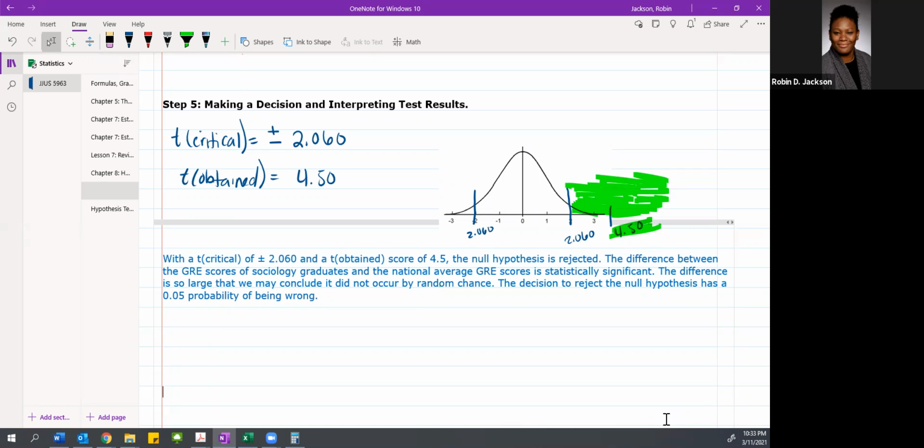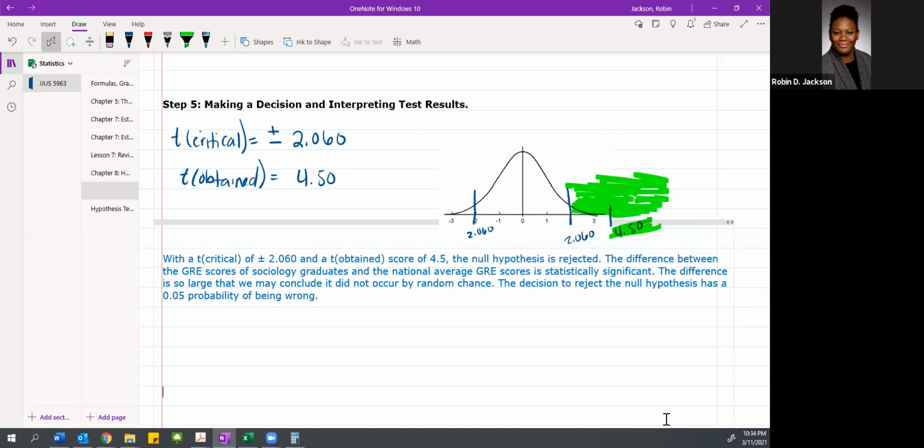You can make some combination of these two statements, just as long as you make sure you can demonstrate that, if it's a one-tailed test, you indicate the direction of the difference. If it's a two-tailed test, you just say, hey, there's a difference between these two. It's not by random chance. We reject the null. There are key things that you need to have in these interpretations.